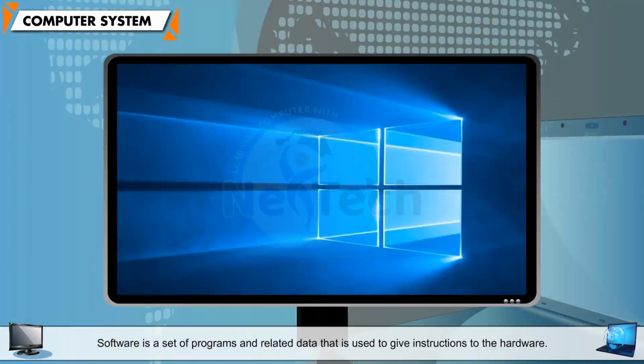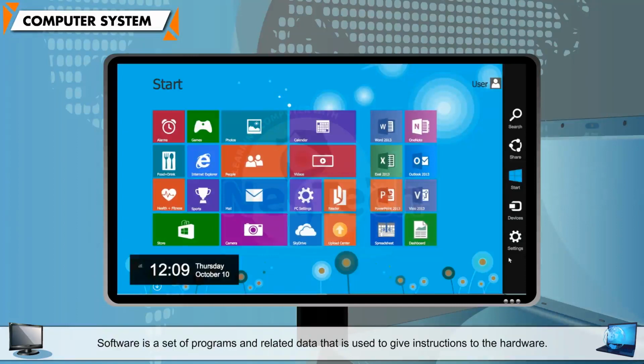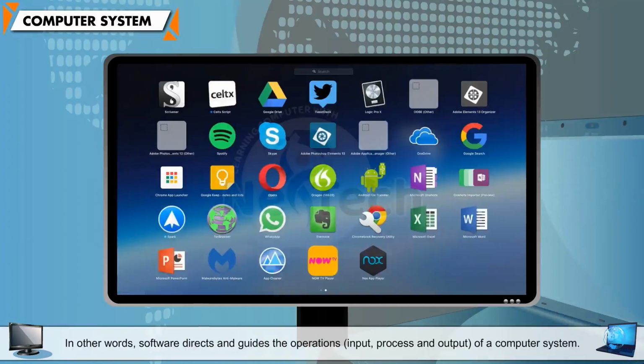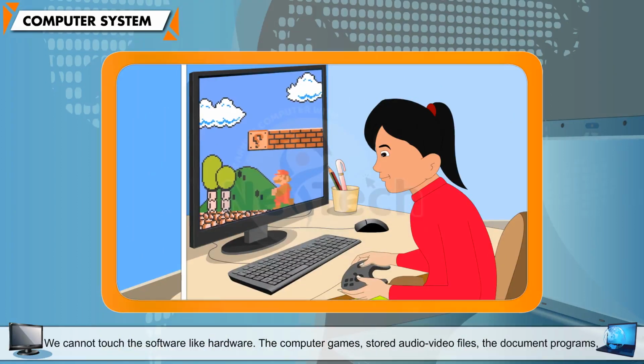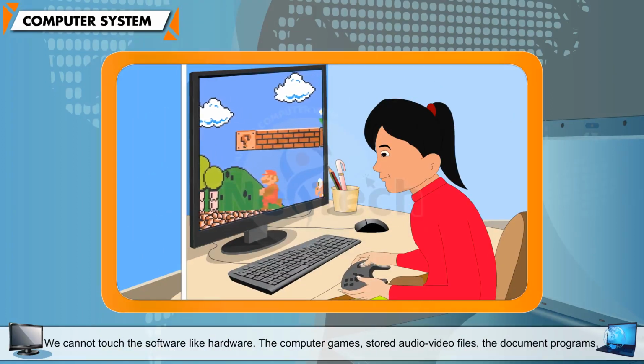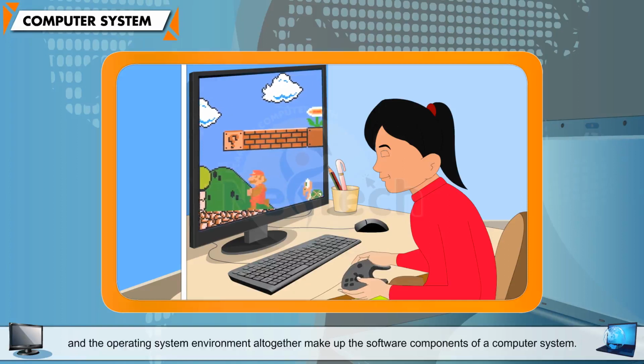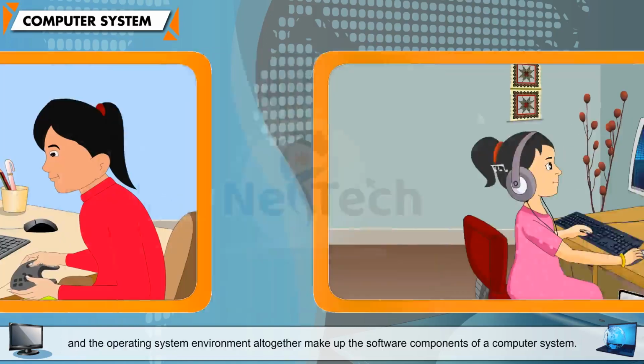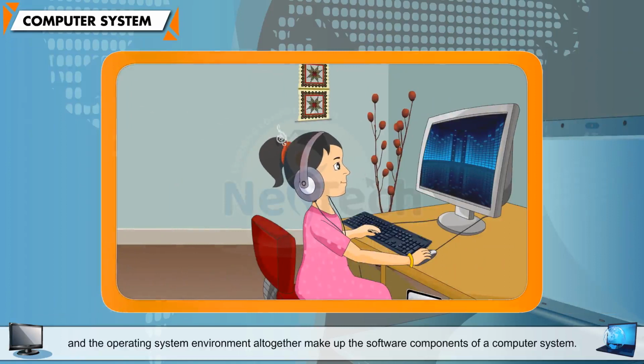Software is a set of programs and related data that is used to give instructions to the hardware. In other words, software directs and guides the operations, input, process, and output of a computer system. We cannot touch the software like hardware. The computer games, stored audio-video files, the document programs, and the operating system environment all together make up the software components of a computer system.